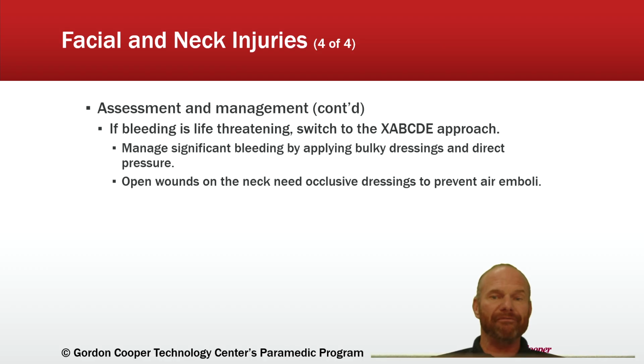Now, if that bleeding is life-threatening, then we switch to that, remember, XABCDE. So manage the significant bleeding by applying bulky dressings and direct pressure. Open wounds on the neck need occlusive dressings to prevent air emboli, and then just realign that avulsed skin along the face or neck to the original position if possible. And then of course, if the bleeding doesn't stop within the neck, that's where we'll put a tourniquet on.